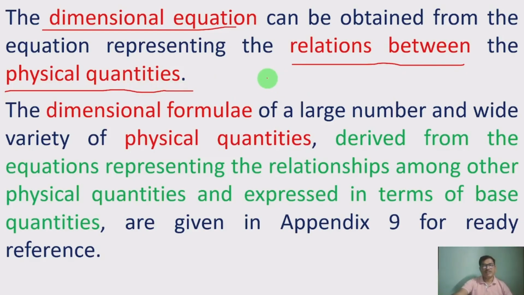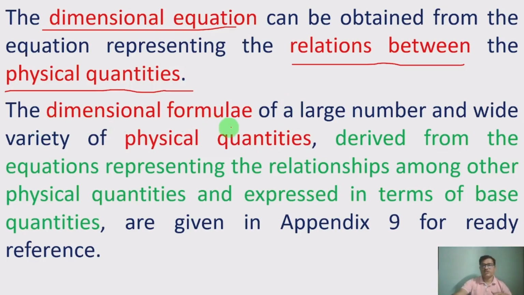For velocity, we have taken the displacement per unit time, that is L by T. L is a physical quantity and time is also a physical quantity, and there is a numerator and denominator relation. That is the relation the particular quantity velocity has with the other physical quantities. Those relations we are going to represent in the dimensional equations.